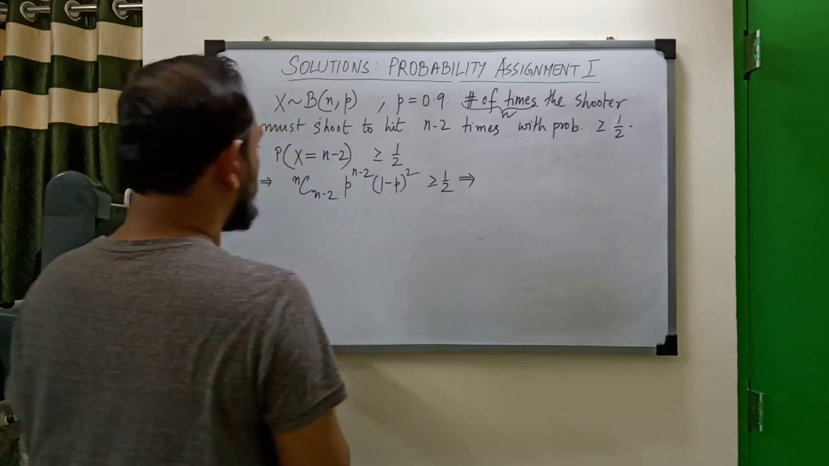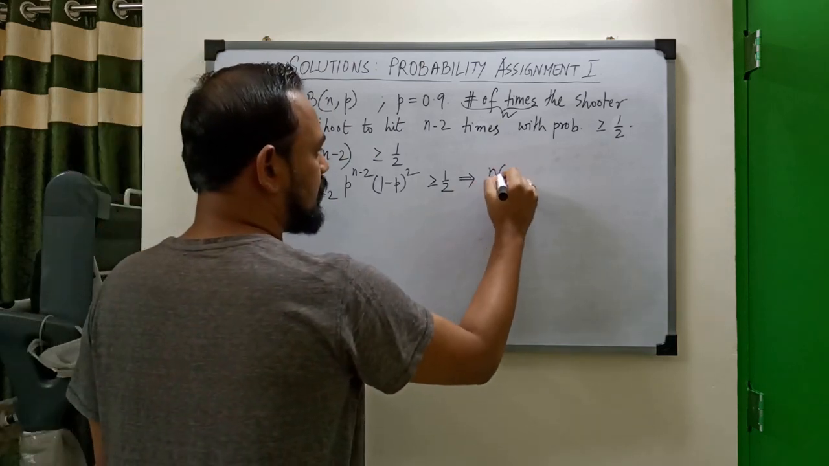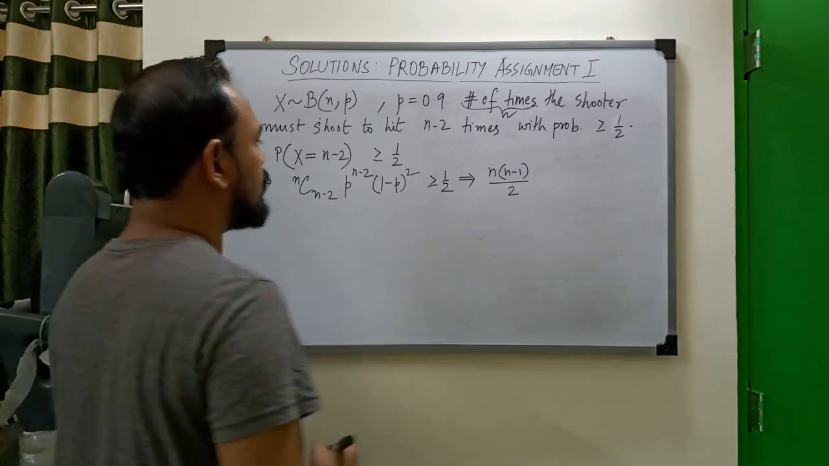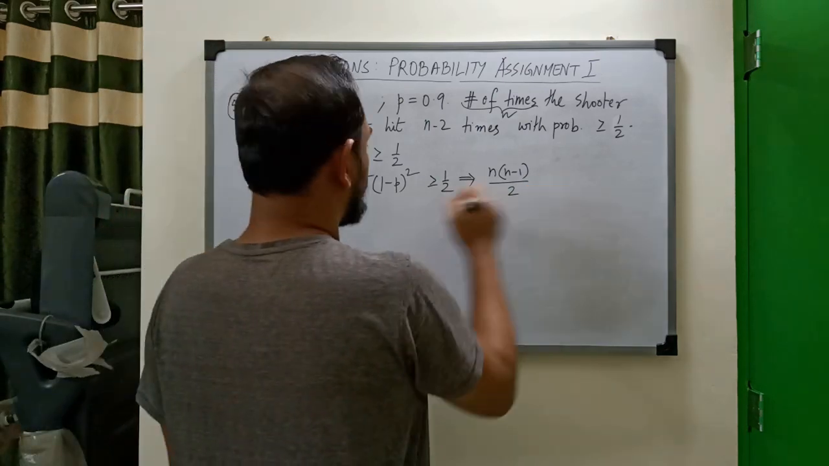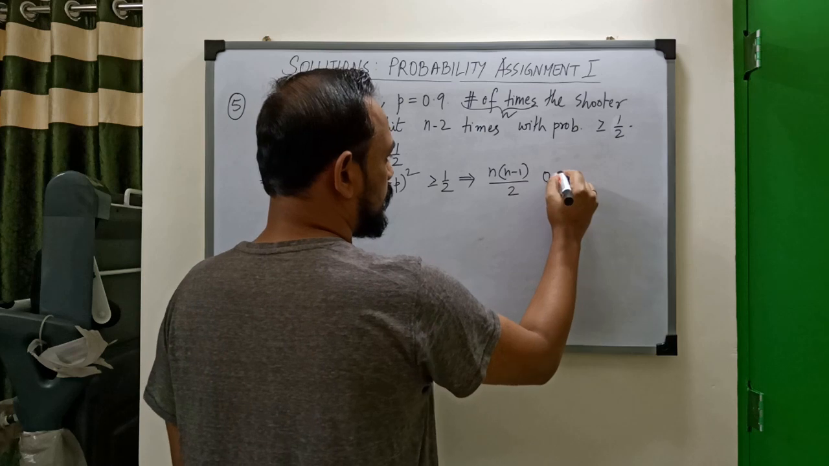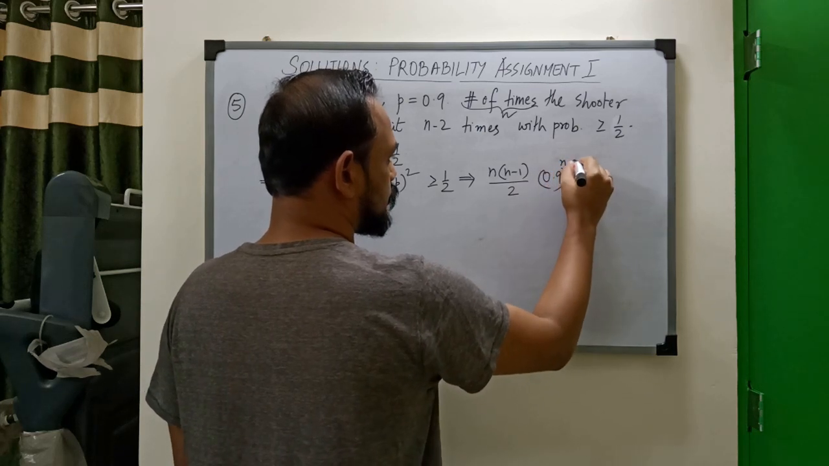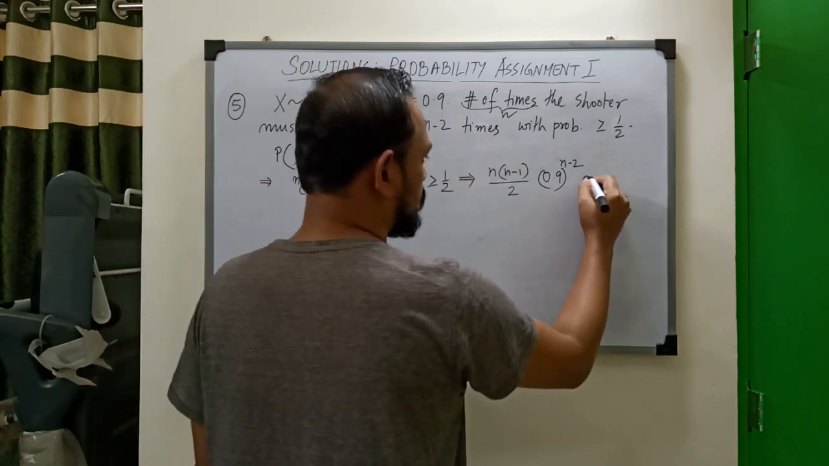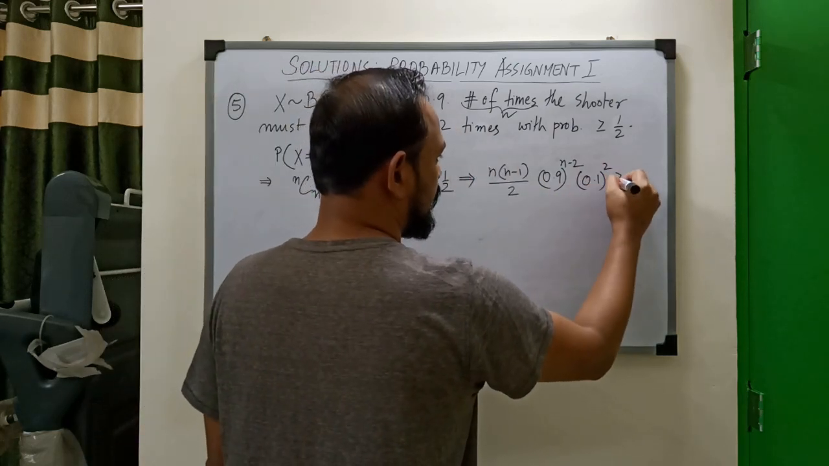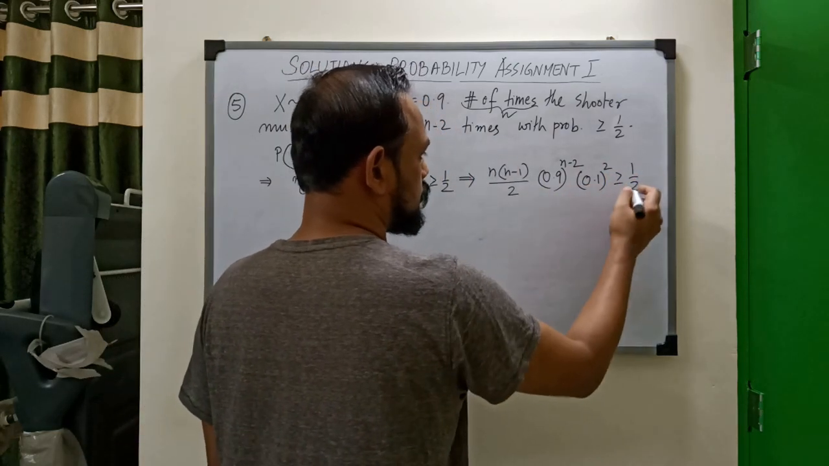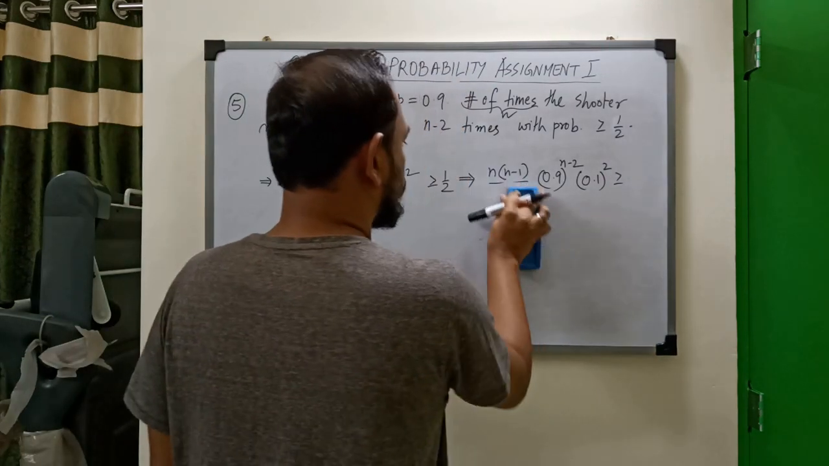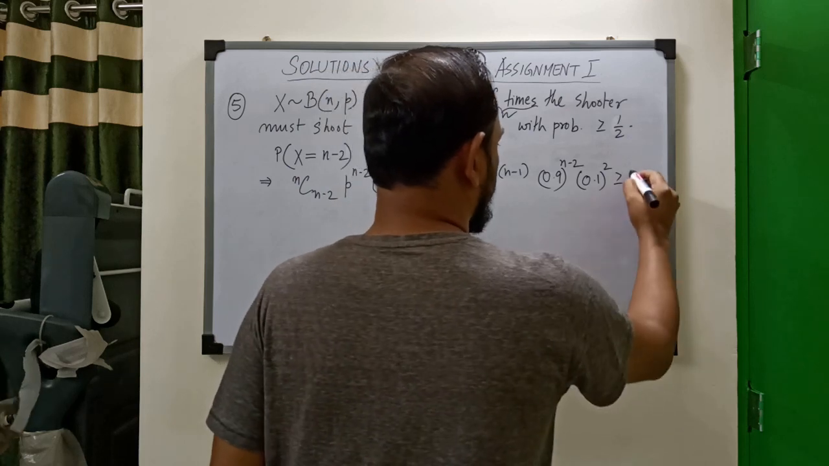What does this come to? Actually, this is n times n minus 1 over 2 factorial. Okay, 2 factorial is 2. This is p is 0.9, so it is 0.9 to the n minus 2, and this is 0.1, 1 minus 0.9 is 0.1 squared. That is greater than or equal to half. I can get rid of the 2's from both sides. Okay, so you just have this, 1 on this side.